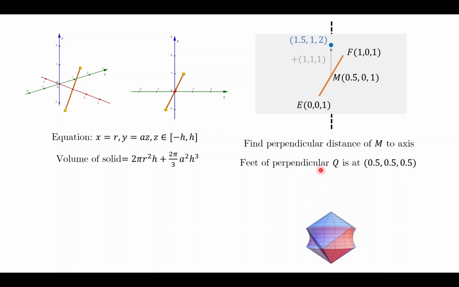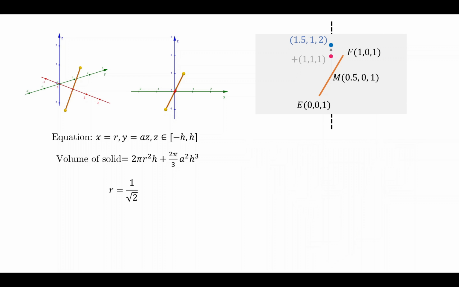So the foot of the perpendicular is at (0.5, 0.5, 0.5), which tells us we can directly calculate the vector MQ, which is this vector minus this vector. And what we have is then MQ is of length 1 over square root 2. So R is 1 over square root 2. Now we need to find the value of H.